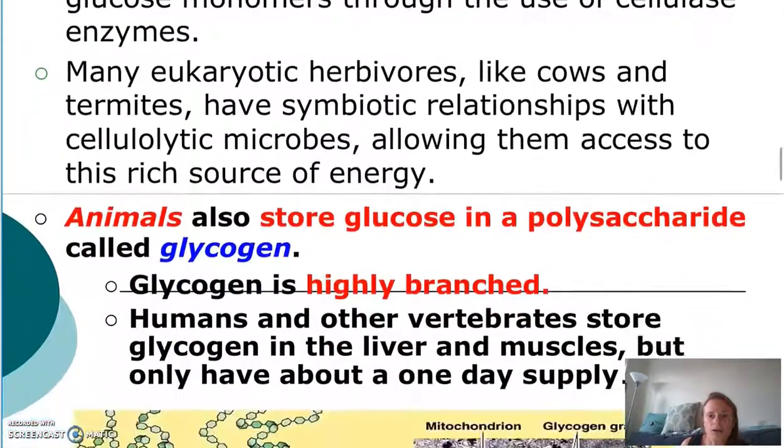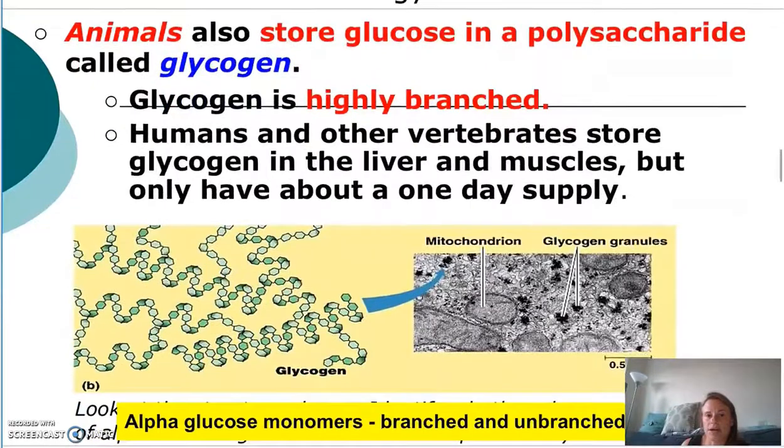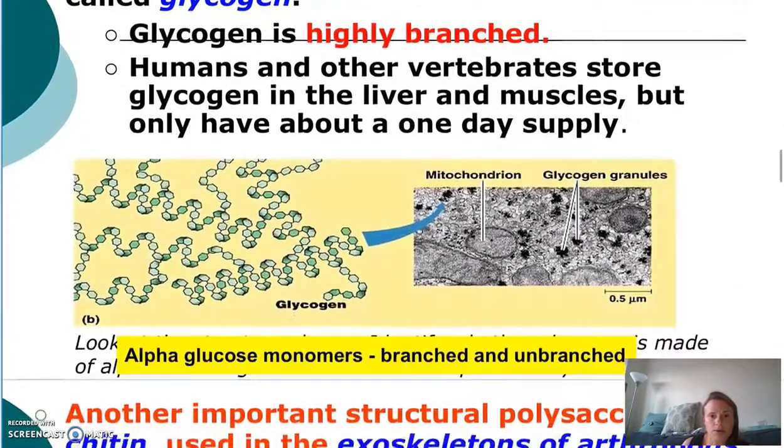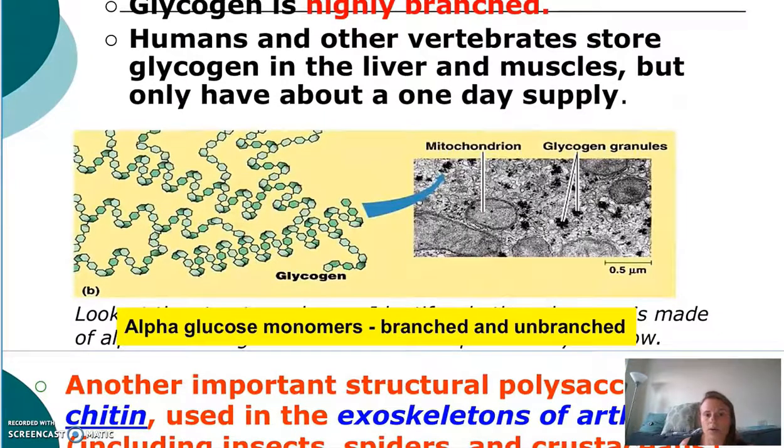Animals also have important polysaccharides. Animals store glucose as glycogen. Glycogen is also coiled, and it is highly branched. Now, looking at glycogen, how would we know whether or not it's made up of alpha or beta glucose monomers? We can tell it's made up of alpha glucose monomers because you've got that branched and unbranched coiling pattern.